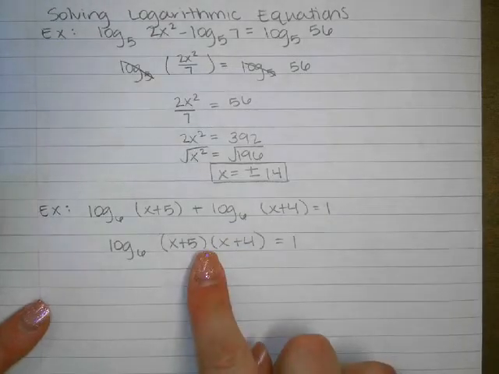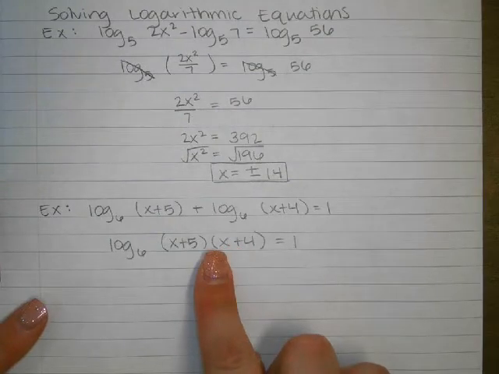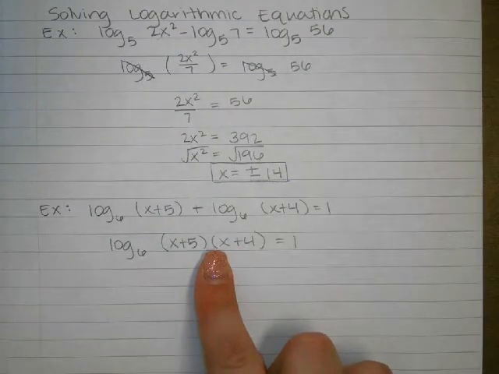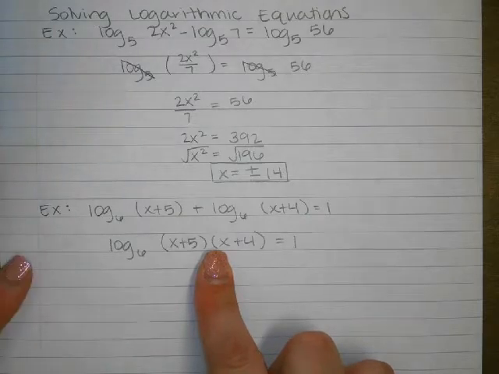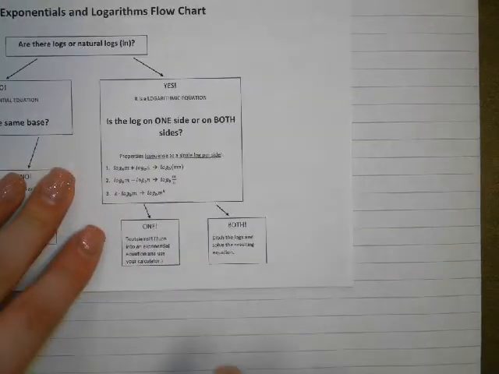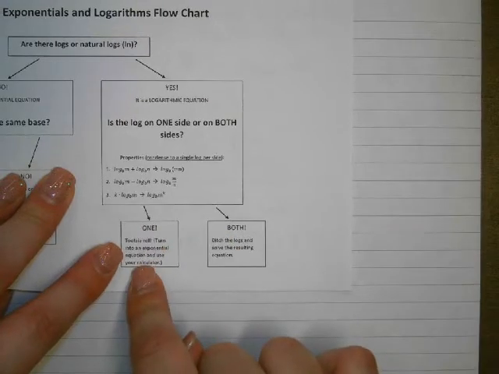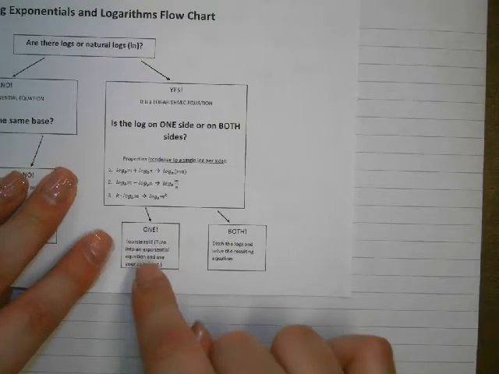I know that when I multiply these, I do have to FOIL them out because I have two parentheses next to each other. You can FOIL them out and then get rid of the log, or you can get rid of the log and then FOIL them out. It doesn't matter as long as you actually do it. So if I look at my flow chart, it says if I have the log on one side, I need to turn this into an exponential equation. So you can Tootsie Roll.